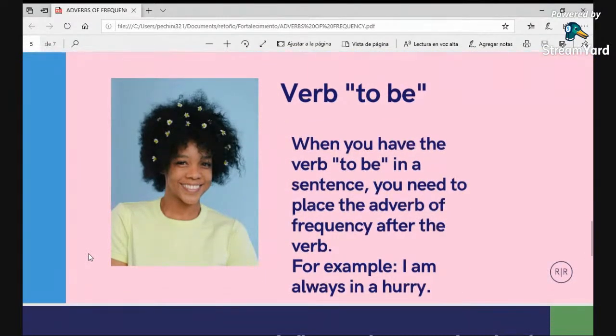The only exception that we have is the verb to be. When you have the verb to be in a sentence, you need to place the adverb of frequency after the verb. For example, I am always in a hurry.